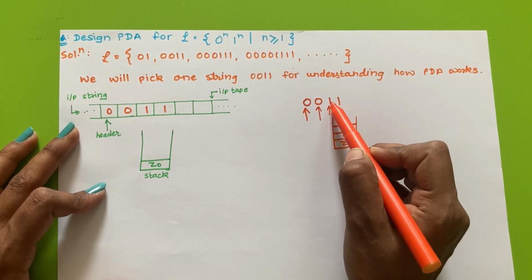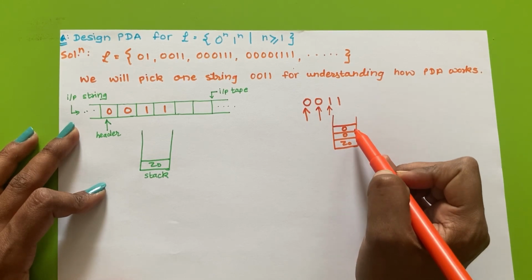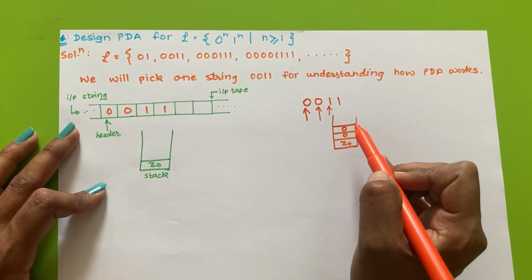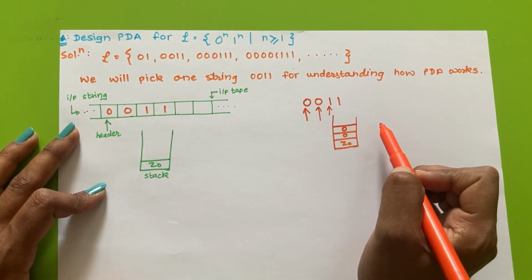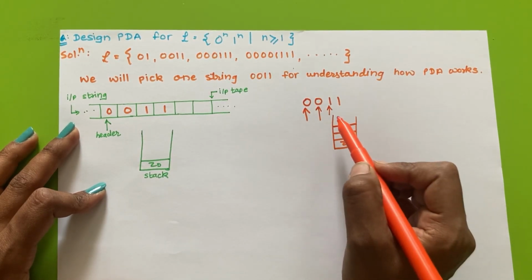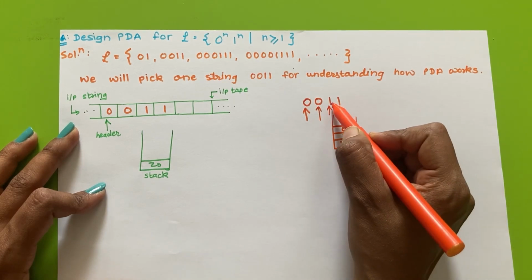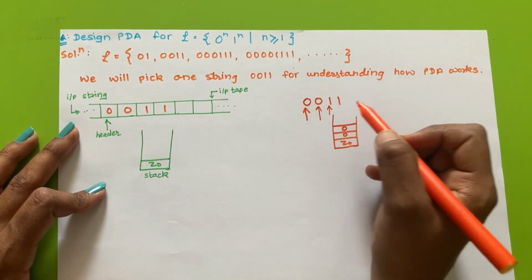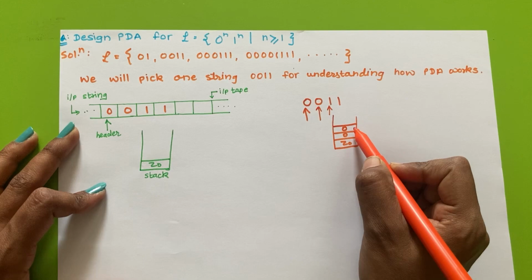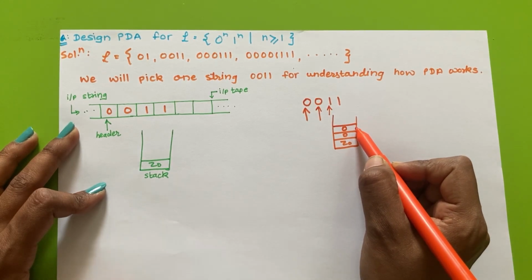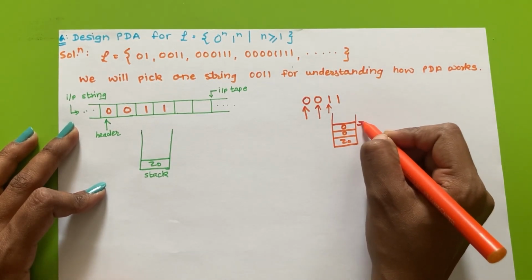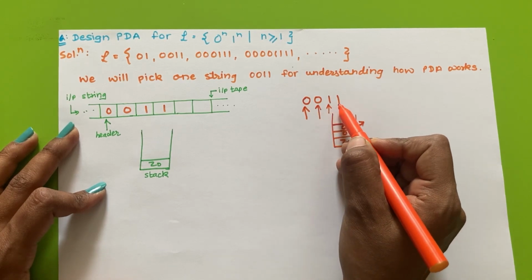So if I read input symbol 1, then if there is top as 0 and 0 only, then and only then I have to pop the top. Okay, so that is the must condition for popping. So if I read one input symbol and if my top of stack is 0, then I have to pop the top. Then again I'll move to the right by one cell.